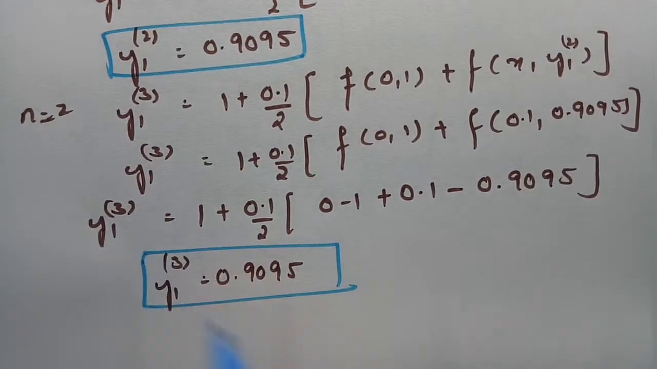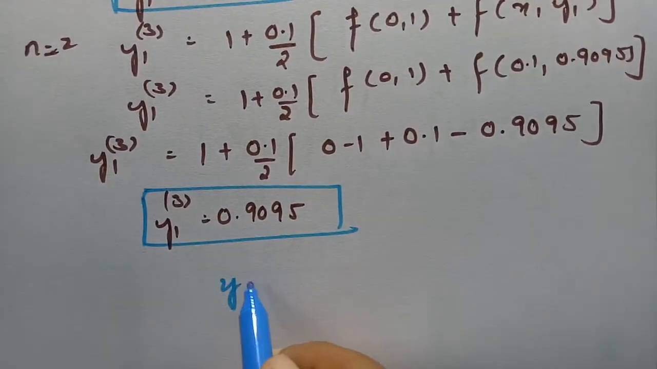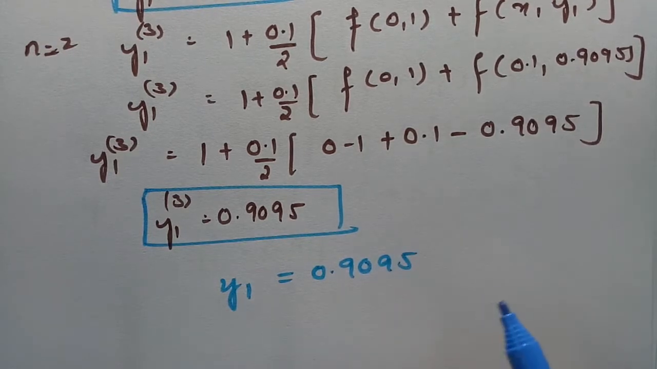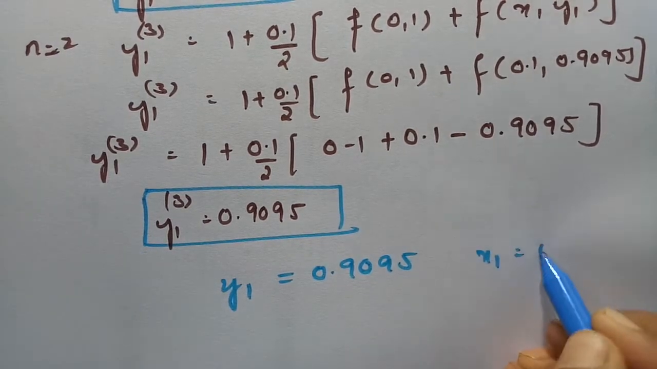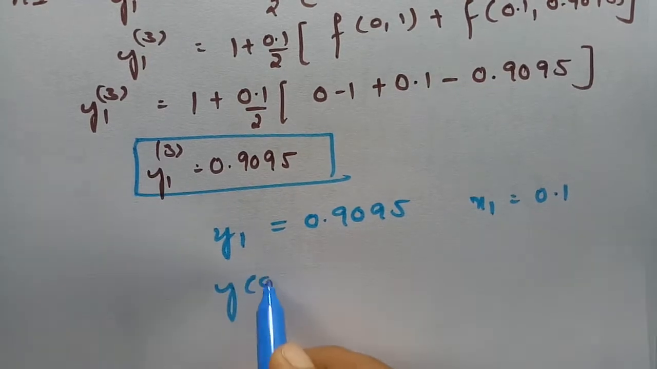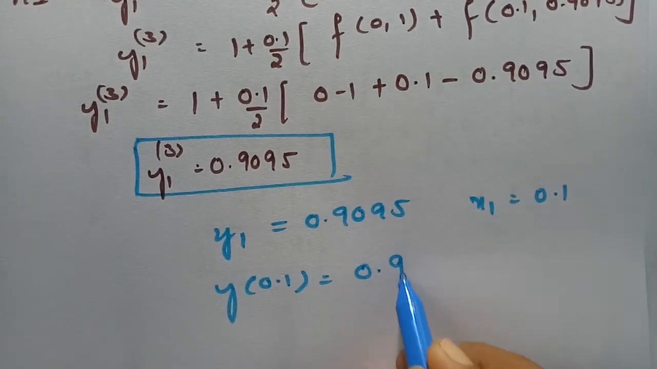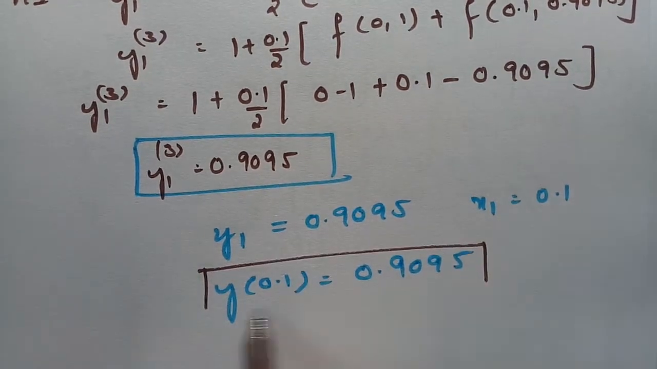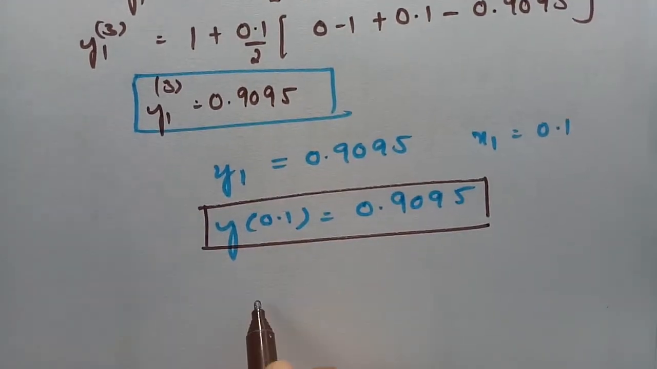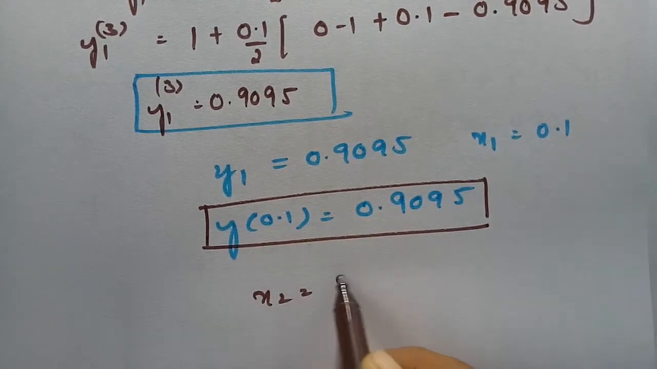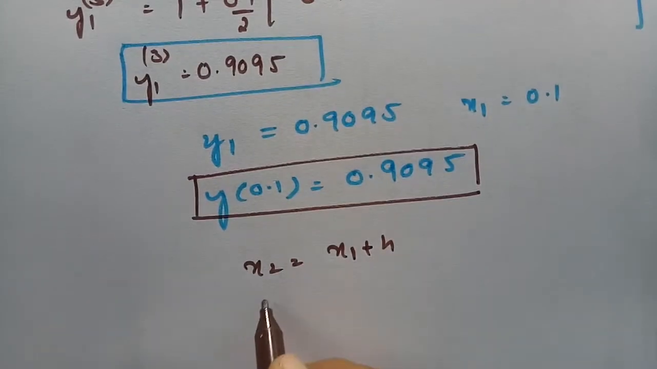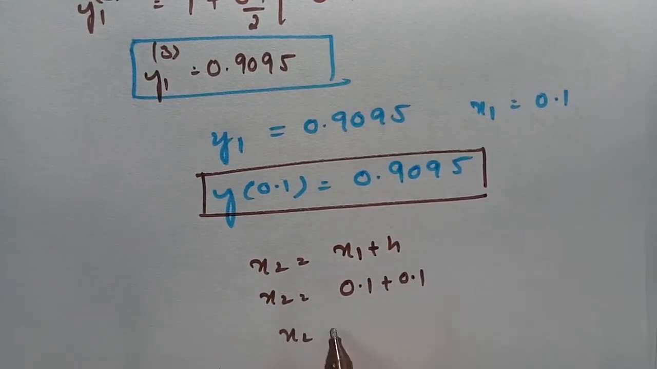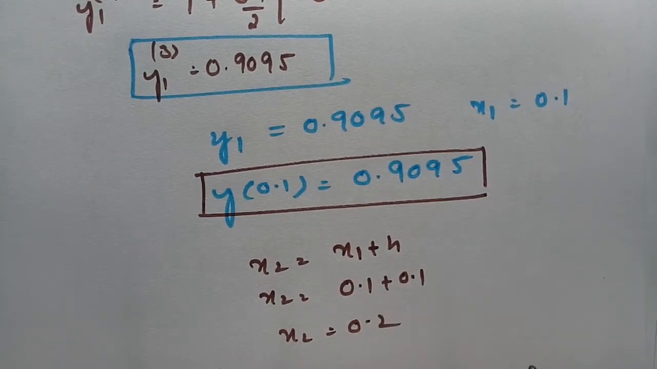If you get similar values, you can close it. Therefore we can conclude that y1 is equal to 0.9095, and what is x1? This is 0.1. So y at 0.1 is 0.9095. This time we have to go with x2. So what is our x2 value? The x2 value is nothing but x1 plus h. So x2 is equal to 0.1 plus 0.1. So x2 is equal to 0.2.